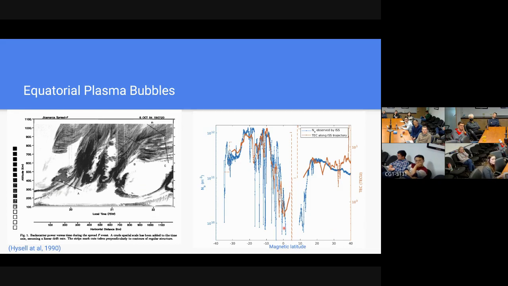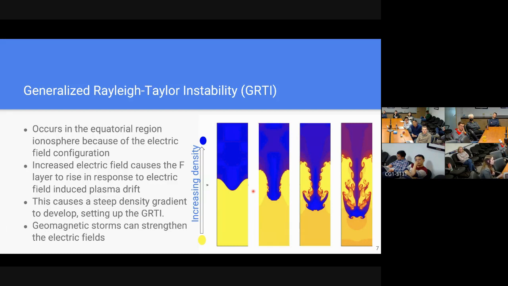Then this is an observation from the International Space Station, taking a density measurement flying through an equatorial plasma bubble. I'll talk more about this later, since this is one of my sources for model-data comparison. If you imagine a satellite flying through a structure shaped like this, you can see how you get a density structure with these big drops in density. So, okay, let's talk about the Rayleigh-Taylor instability. The generalized Rayleigh-Taylor instability is the same as the fluid Rayleigh-Taylor instability.